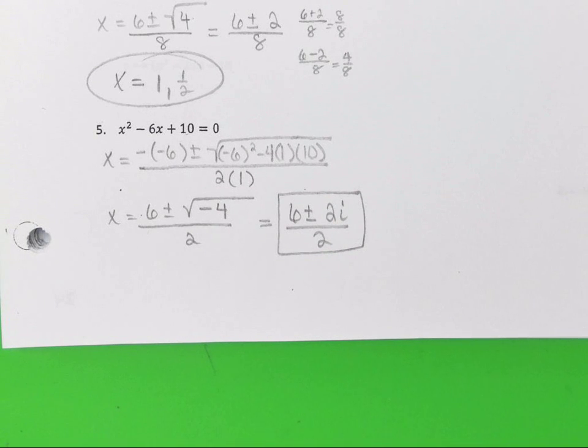Don't make that too difficult, guys. You can't square root negative 4 in your calculator. So what's the square root of 4? 2, and the square root of a negative is i, so you just have 2i. That's it. And then you can't add 6 and 2i, so you're done.